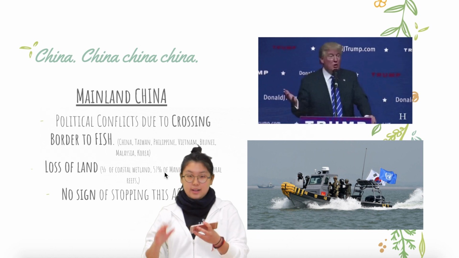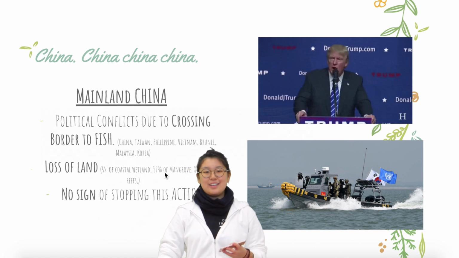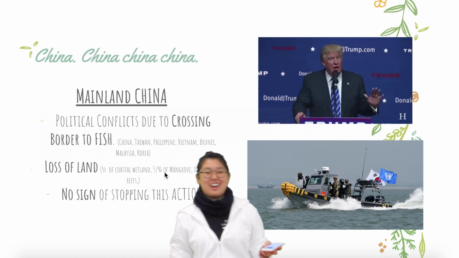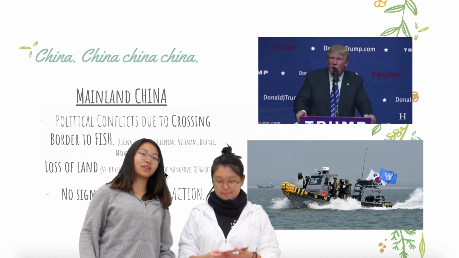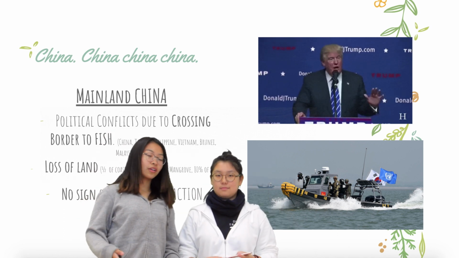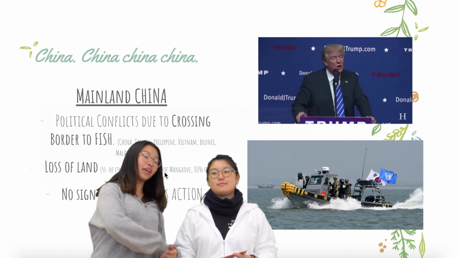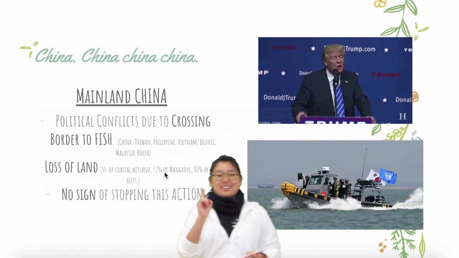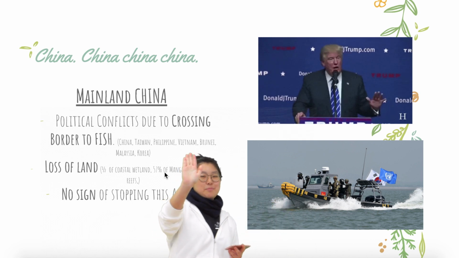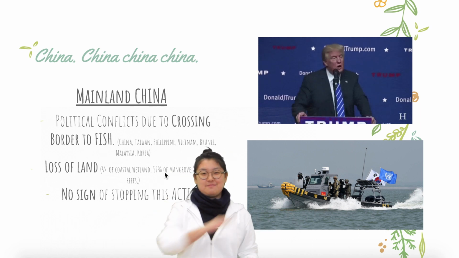One half of coastal wetland, 57% of the mangrove, 80% of the coral reef has declined and has been lost. Also, Chinese people have been filling the sea with extra soil and earth so that they can build islands to claim as more land. And so it's been getting rid of marine habitats in the ecosystem. Yes, you're correct. And importantly, they have no sign of stopping this action.